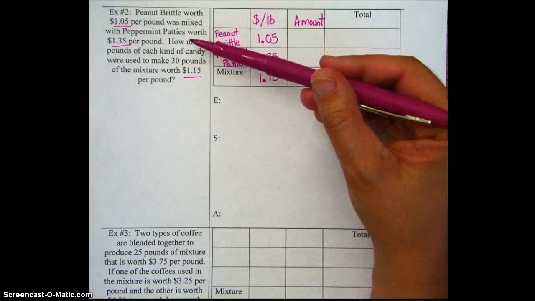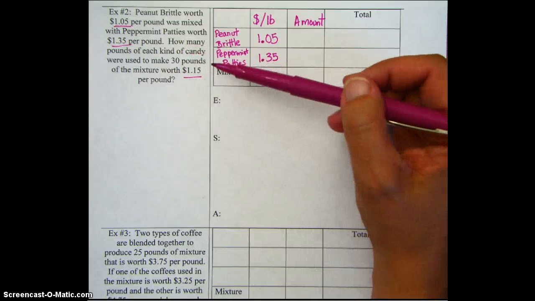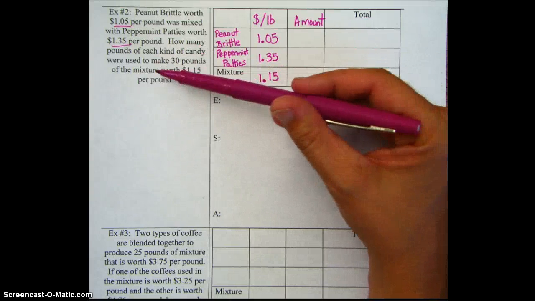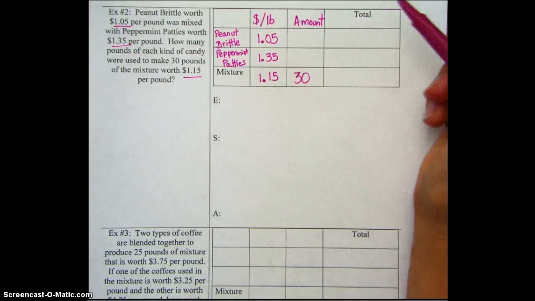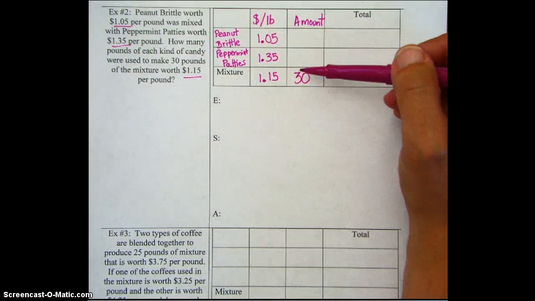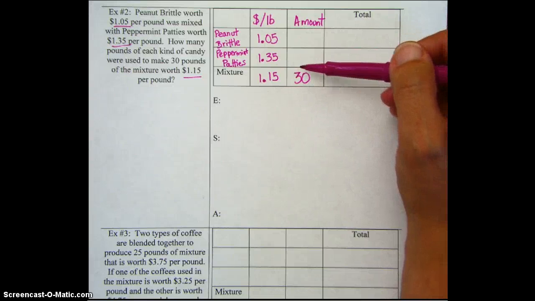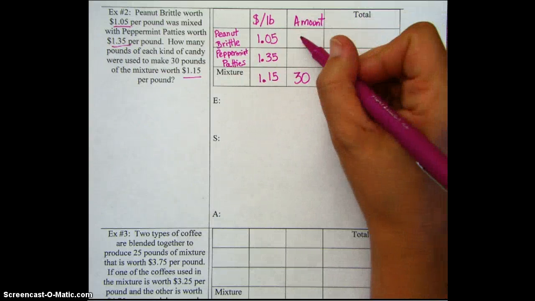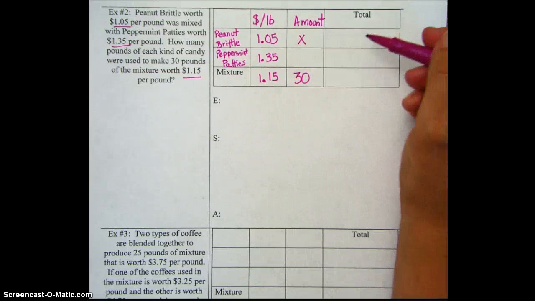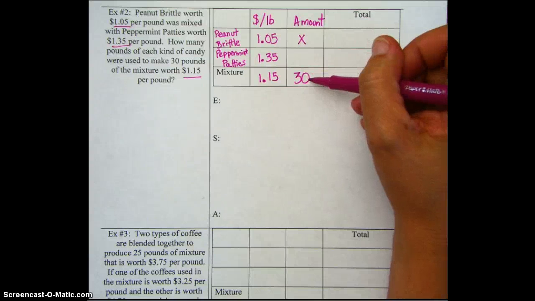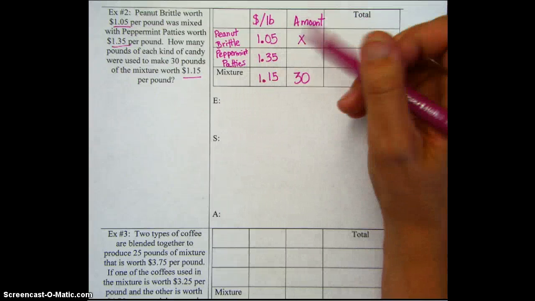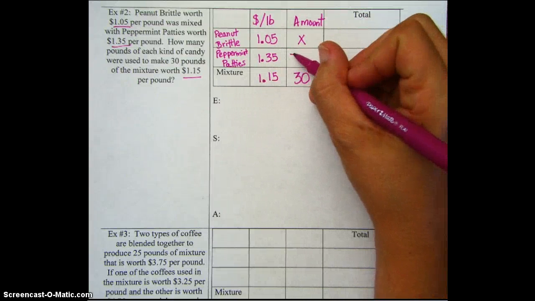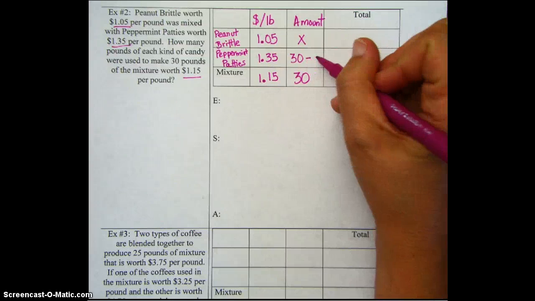Rereading the problem again, it says how many pounds of each kind of candy do we need to make 30 pounds of mixture? So the 30 pounds need to go with the mixture. The problem is we don't know either one of the peanut brittle or the peppermint patties, so we can choose where we put our X. Let's say we put our X on top. If there are 30 pounds of candy altogether and we take away X, the leftover is the peppermint patties. Take away is minus, so we will be putting 30 minus X in the middle.